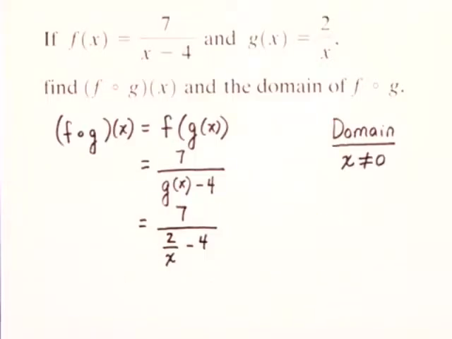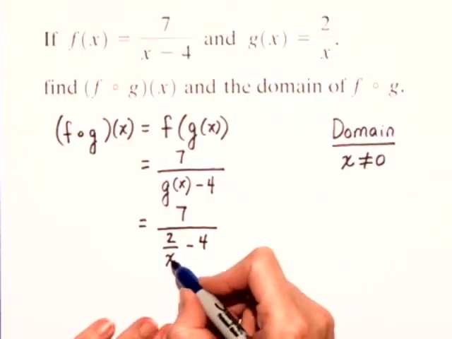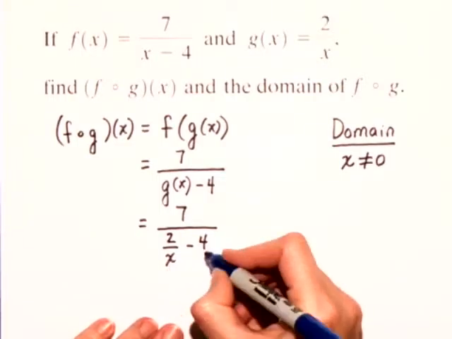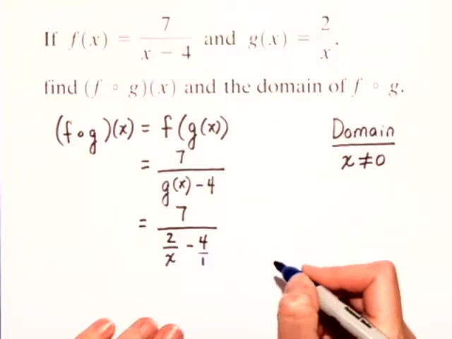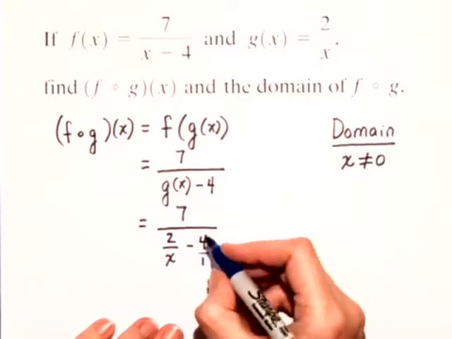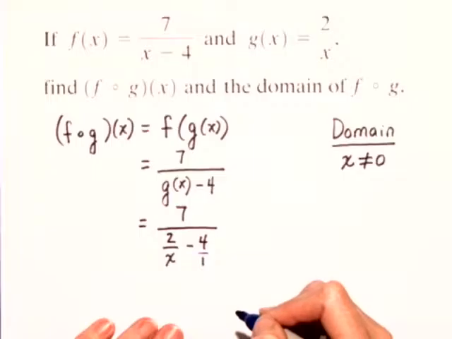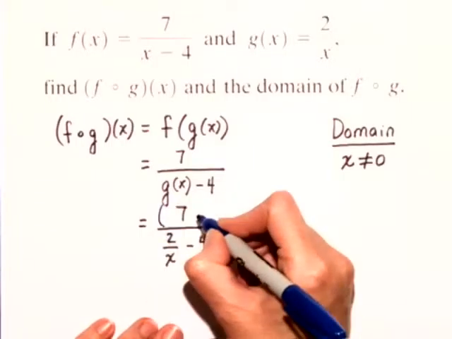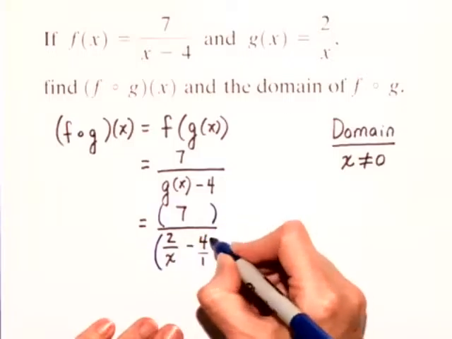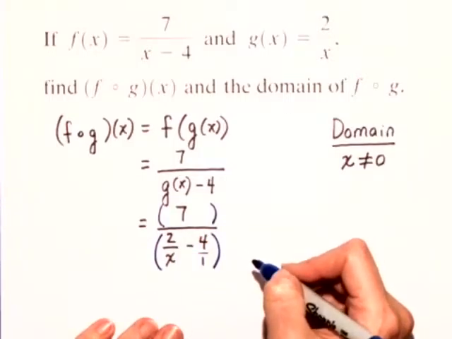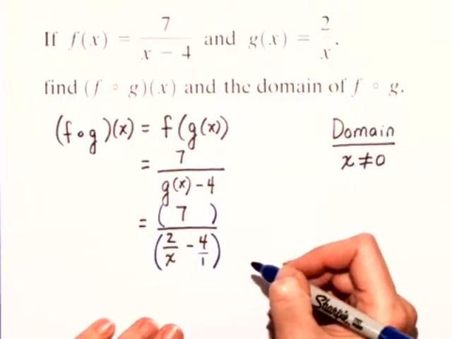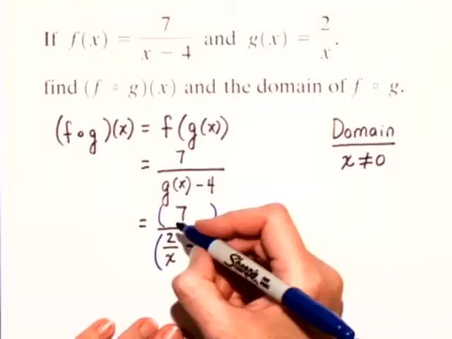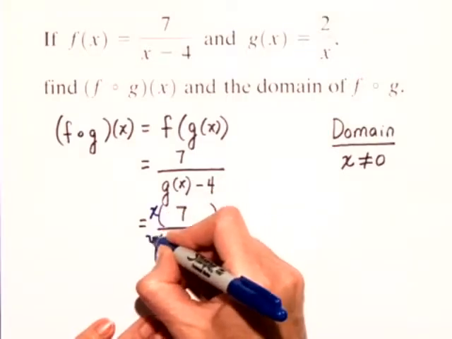Now notice we have a complex fraction. We can pretty easily simplify that by looking at the denominators. We have a denominator of x. This 4 has just a denominator of 1, and so does the 7. An easy way to simplify a complex fraction is to multiply the entire numerator and the entire denominator by the least common multiple of all the denominators. In this case it would be x.